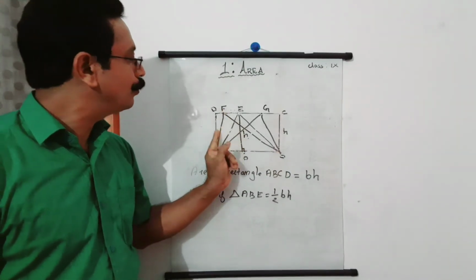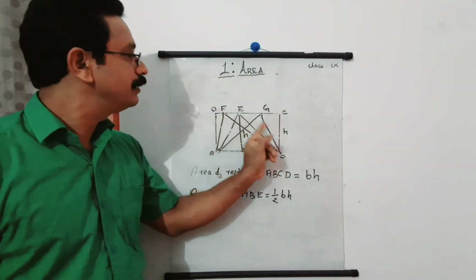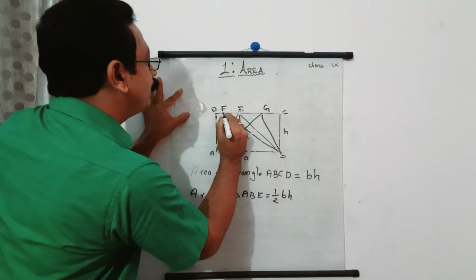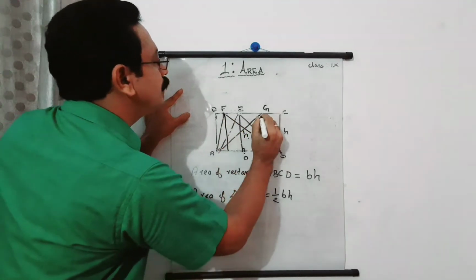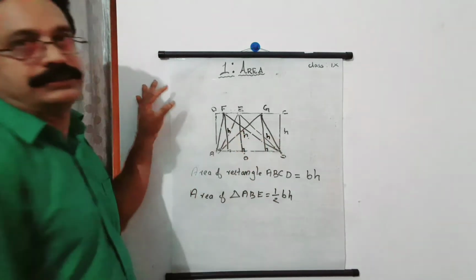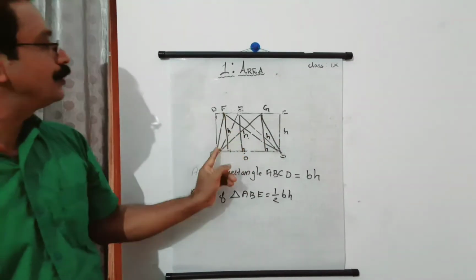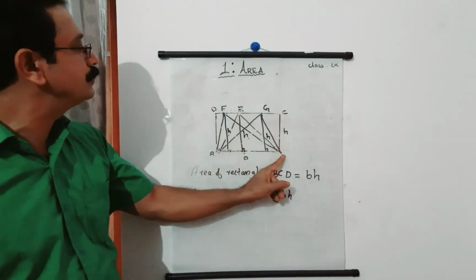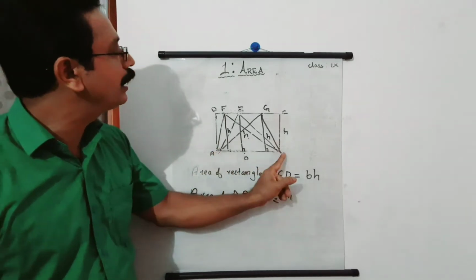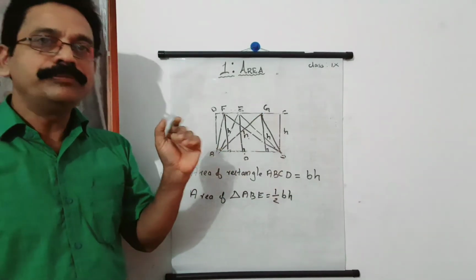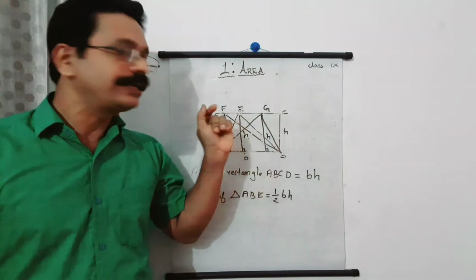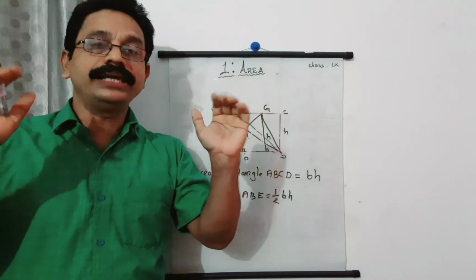You know, all these three triangles have the same base. Here also, the height of all these three triangles will be equal. Each has height h. That is, area of triangle ABE equals area of triangle ABF equals area of triangle ABG. Similarly, we can draw many triangles in this rectangle having the same area.